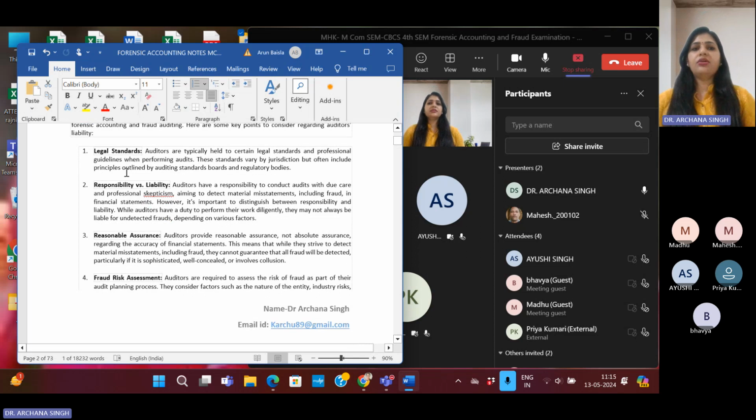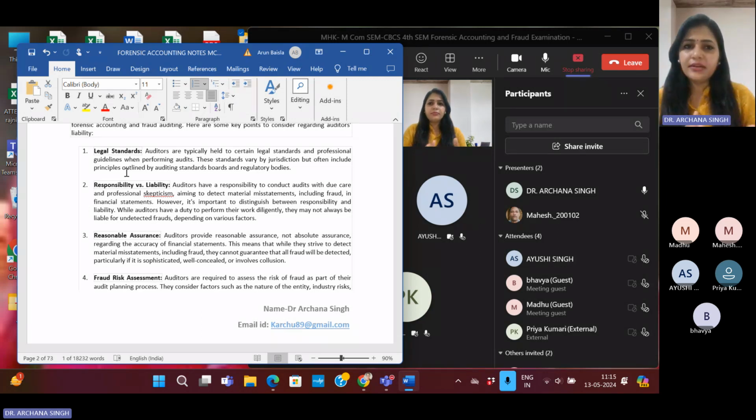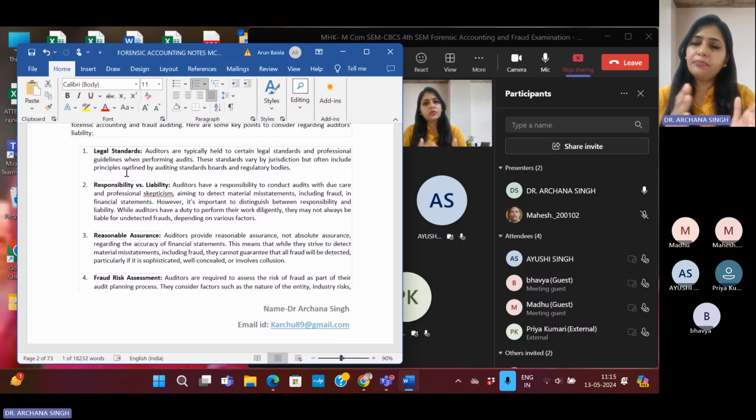Legal standard means ki auditors are typically held to certain legal standards and professional guidelines while performing audit. So these standards vary according to jurisdiction, but they also include the principles which are outlined by the auditing standard boards and regulatory bodies. So they have to be held to certain legal standards and professional guidelines. Then second is about responsibility versus liability.